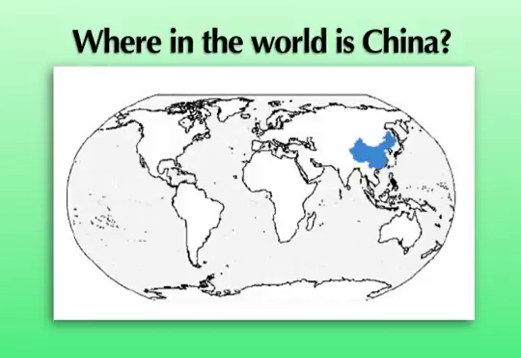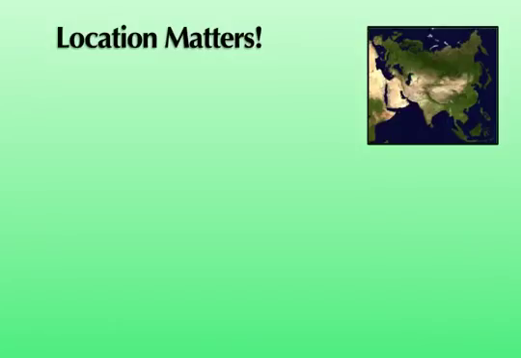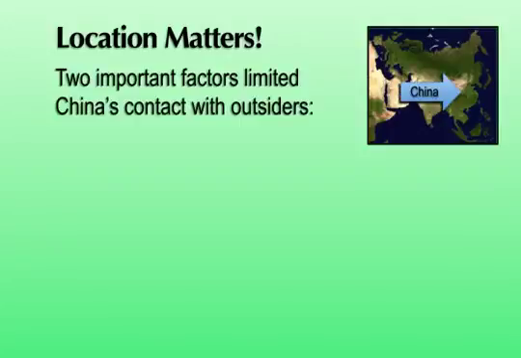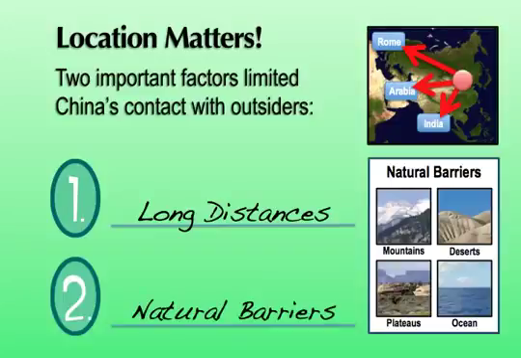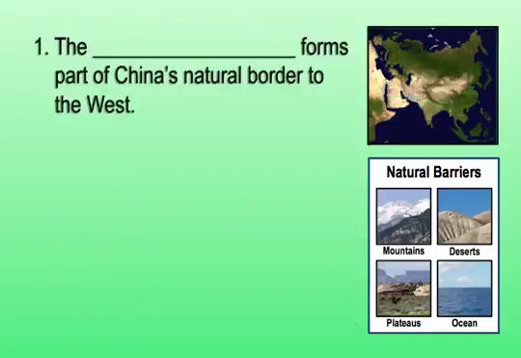Now that we've talked about the location of China, let's see if we can understand exactly why that location is so important. There are two important geographic factors that limited China's contact with outsiders. One example of this would be long distances. Quite simply, because of China's location in Eastern Asia, they were very far away from other contemporary civilizations in the world at that time. But there's another geographic factor at work here as well, and that is natural barriers. China is surrounded by a series of imposing natural barriers that makes it very difficult for people to come into or out of China. Let me give you some examples of what I'm talking about.